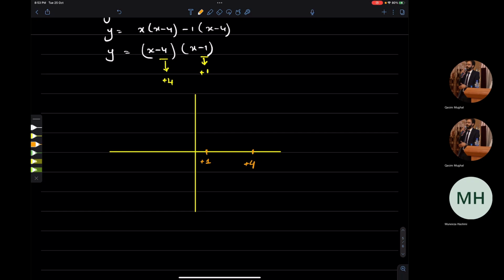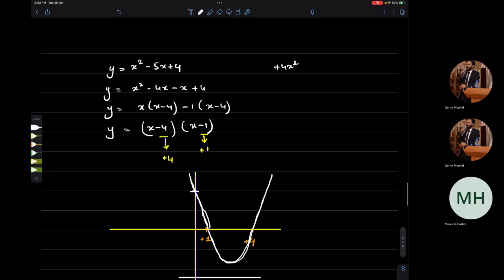All right, so now the graph is going to go through these 2 points in this way. So this is how it is going to be. Now the y-intercept is over here. Just copy this down. It is +4.